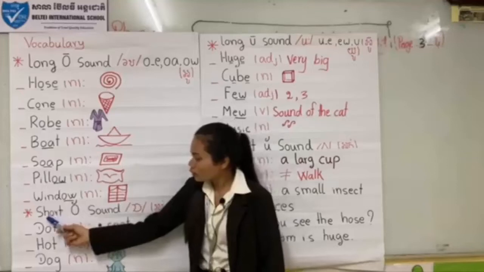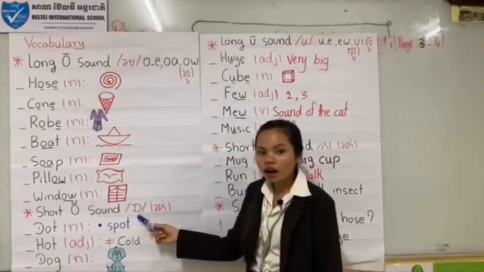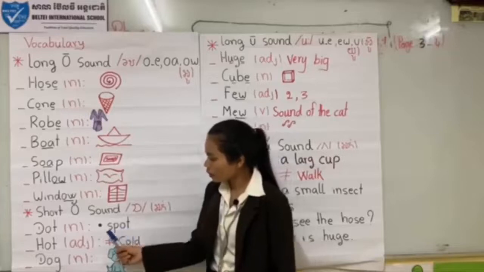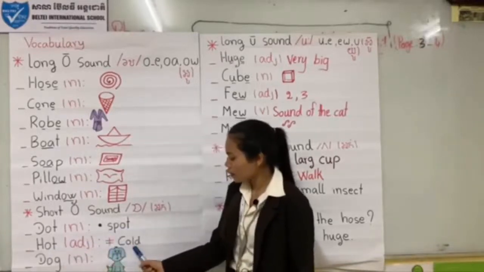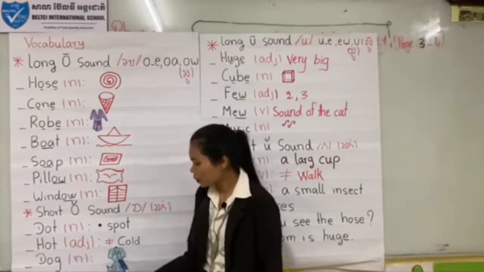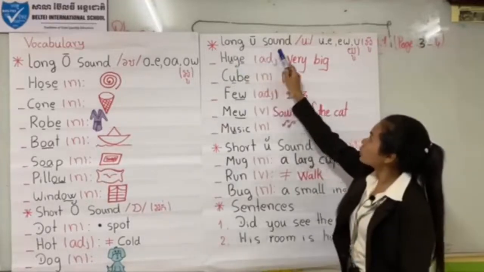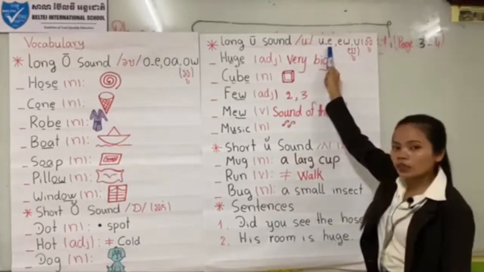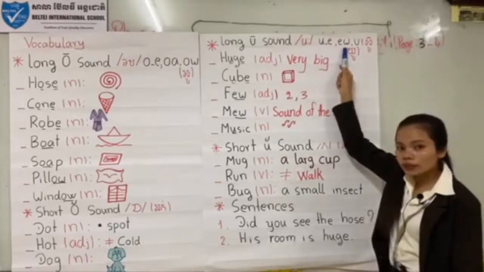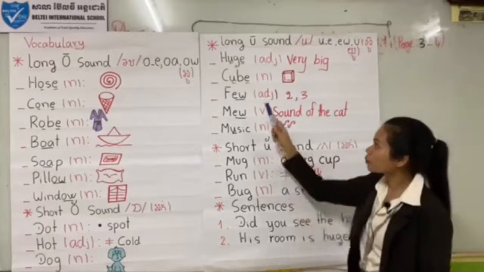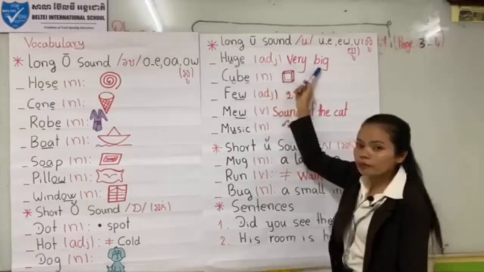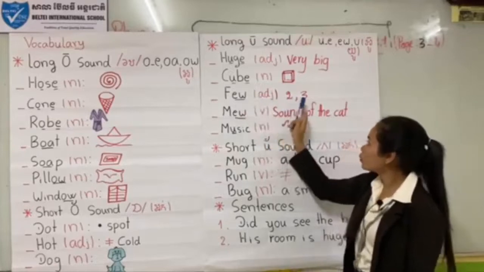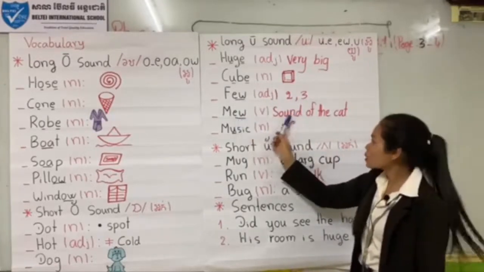Window. Short O sound. O. Dot. Spot. Hot, opposite of cold. Dog. Long U sound. U silent E. U. E-W. U. Huge, very big. Cube. Few. Meow, sound of the cat.